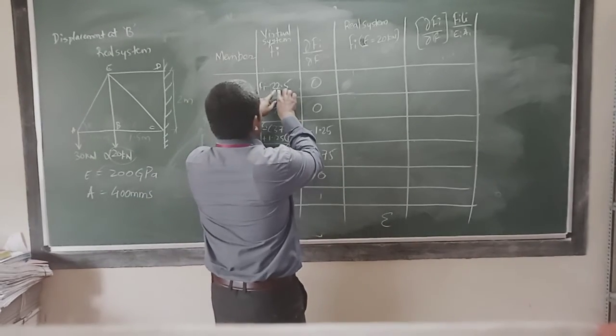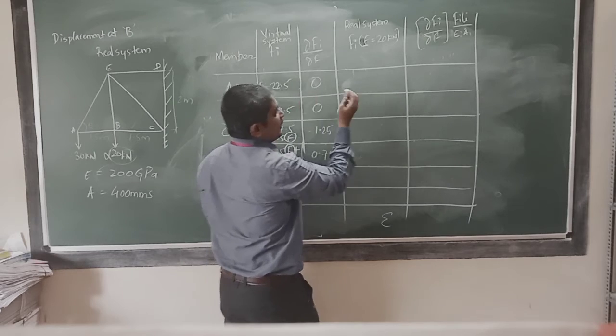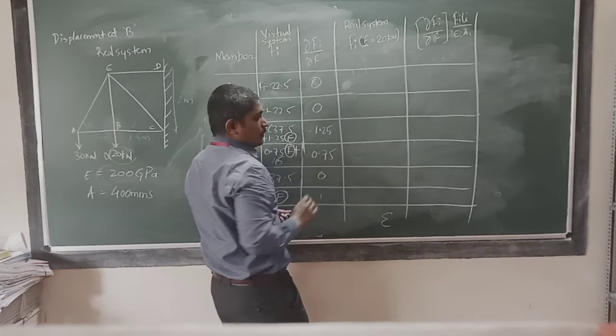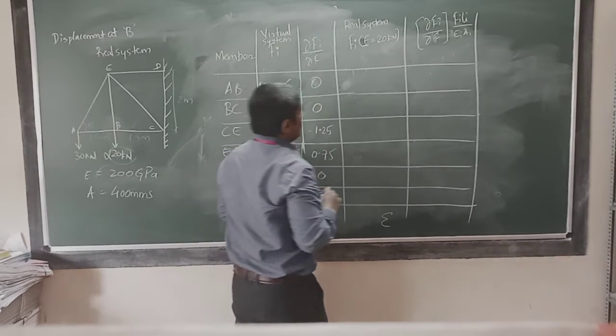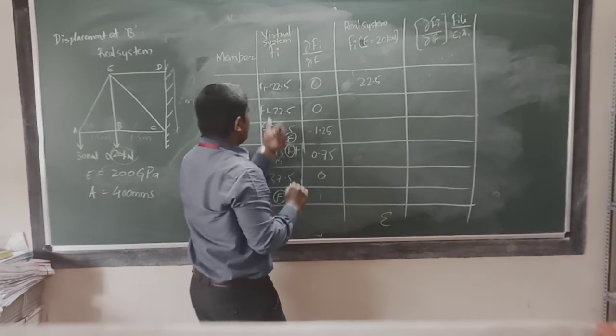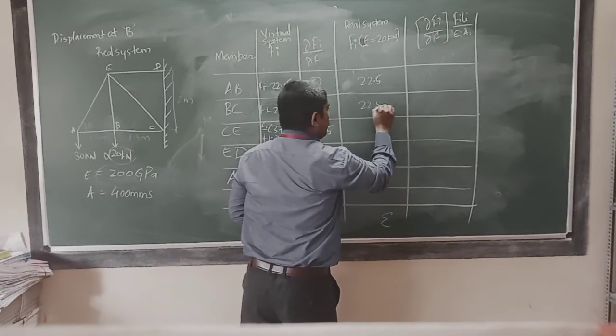Okay, now see here, 22.5 alone is there, so no F, no addition or subtraction with your imaginary force, so it retains like that only. Here it is 22.5, retain like that only.